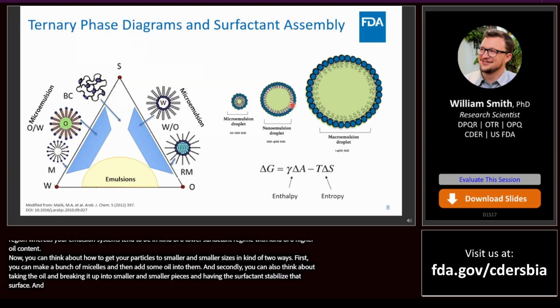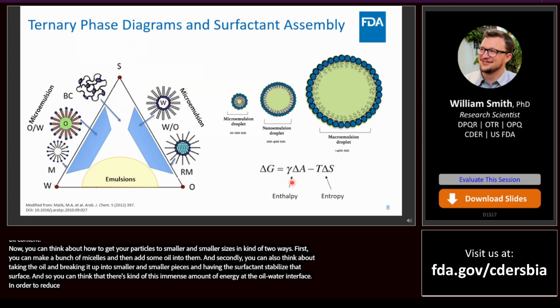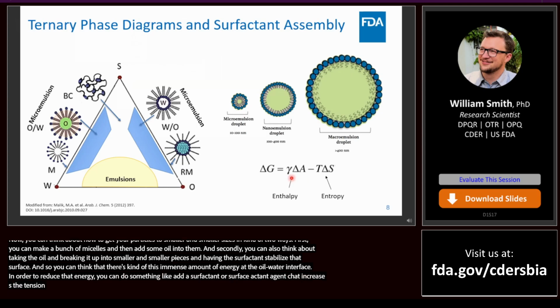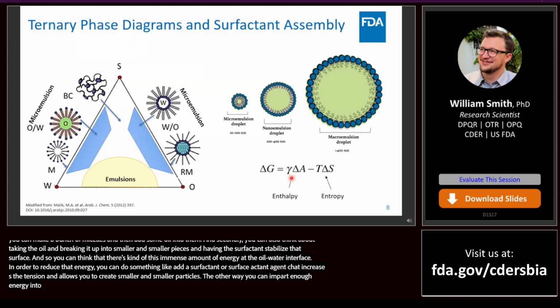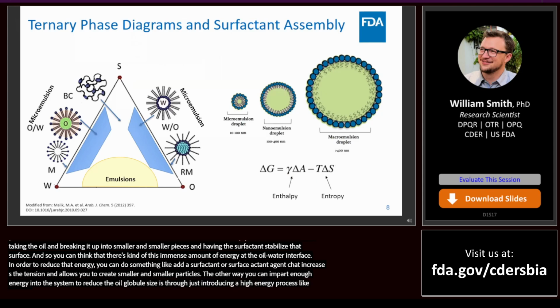And so you can think that there's kind of this immense amount of energy at the oil-water interface. In order to reduce that energy, you can do something like add a surfactant, or surface active agent, which actually decreases the interfacial tension and leads you to be able to create smaller and smaller particles. The other way that you can impart enough energy into the system to reduce the oil globule size is through just introducing a high energy process like mechanical shearing or increasing the temperature.